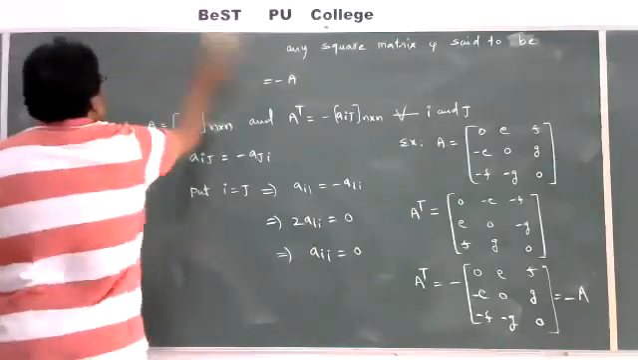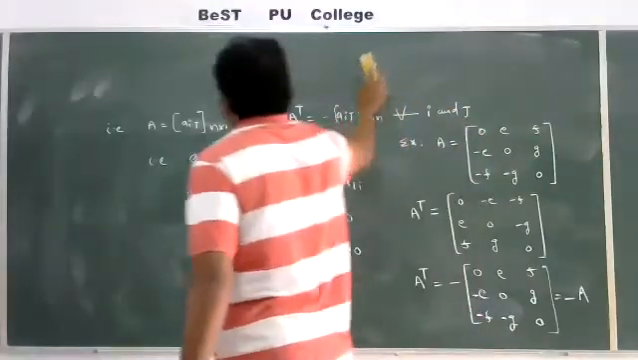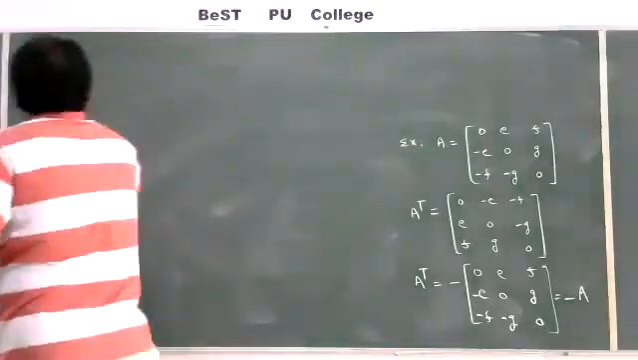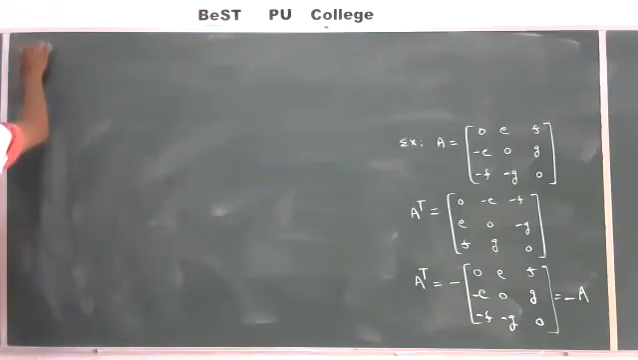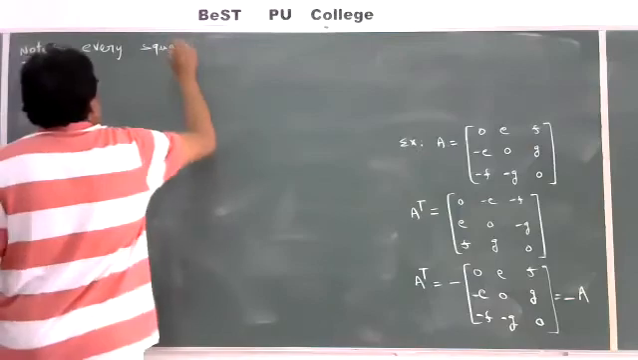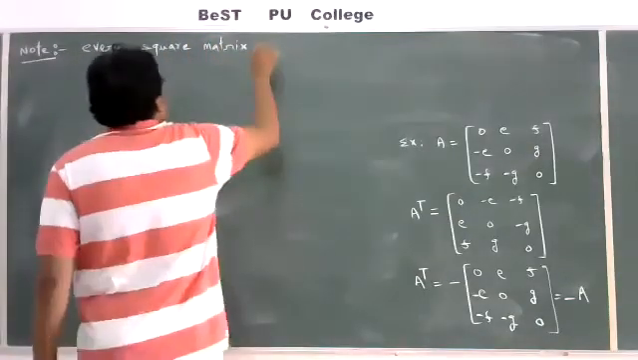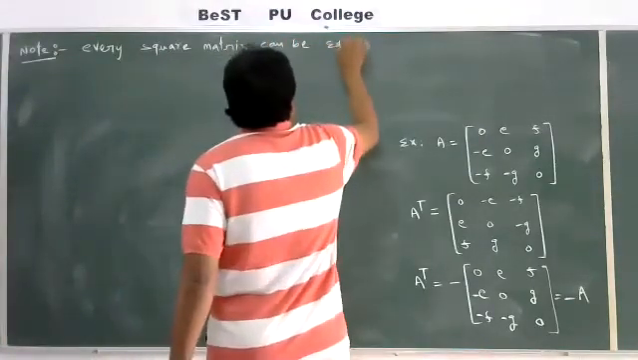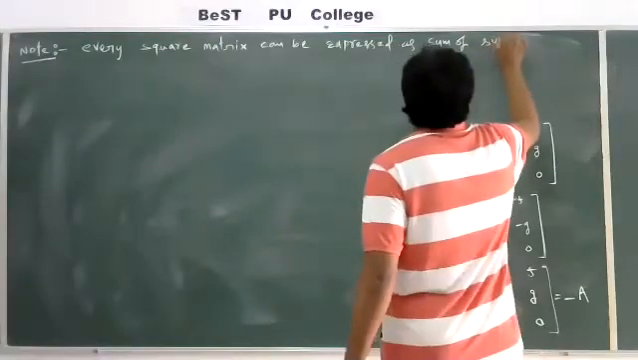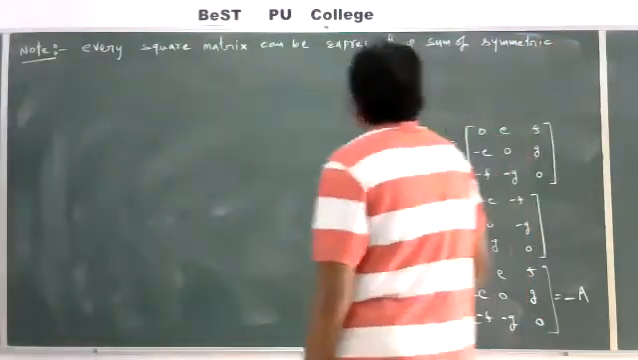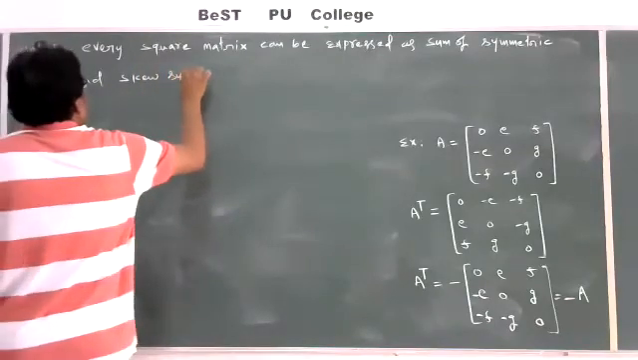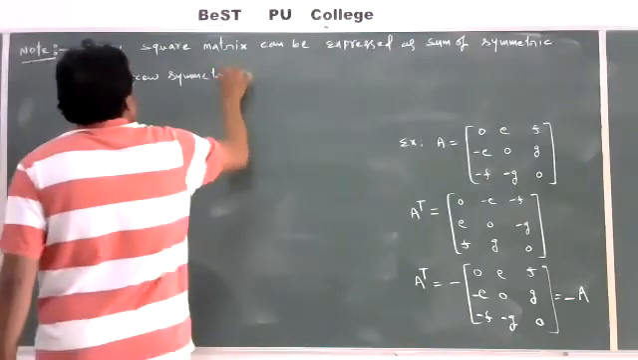Note: every square matrix can be expressed as sum of symmetric and skew symmetric matrices.